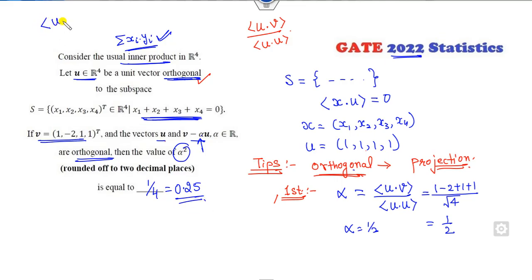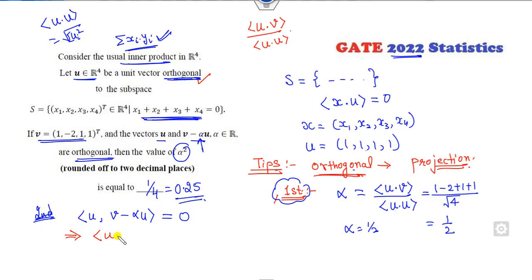Make sure, what is the u dot u? It is nothing but the element-wise sum of ui square. Fine. This is the first method. When you are thinking about orthogonal, that's always with the projection. There is one more way. I can write for you here. The given statement is the vectors u and v are orthogonal, so the dot product is 0.